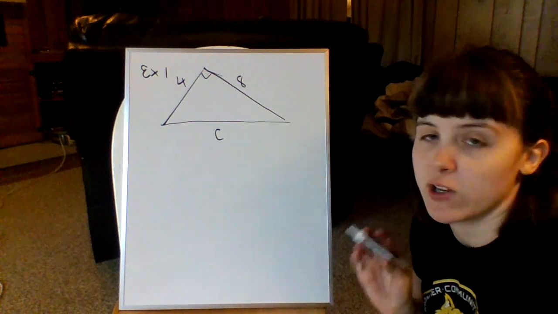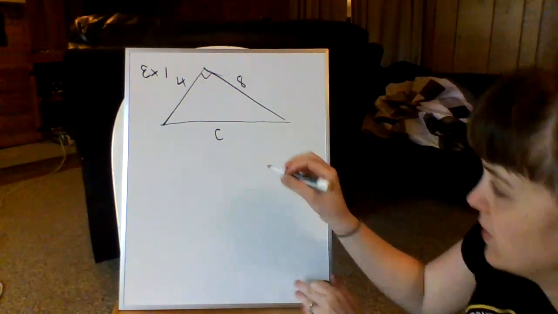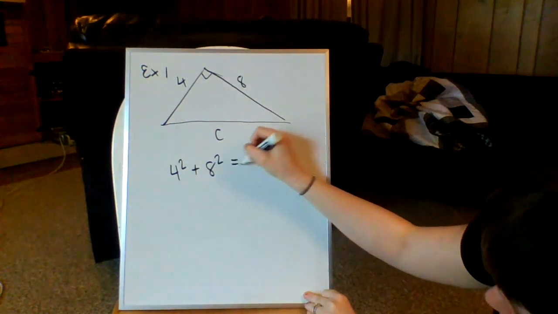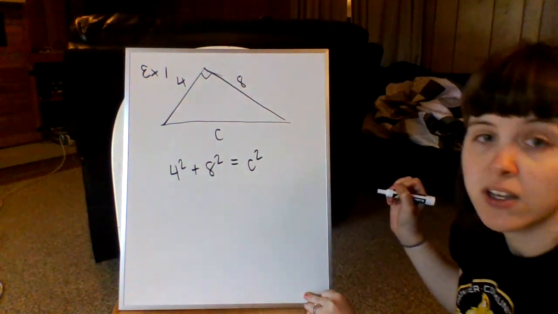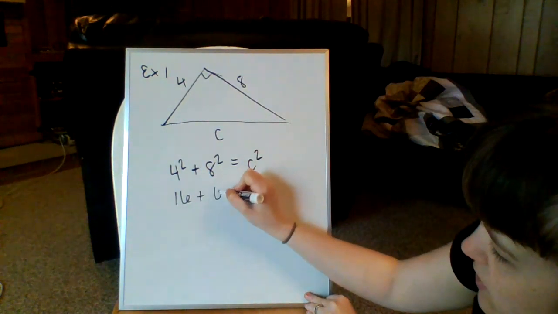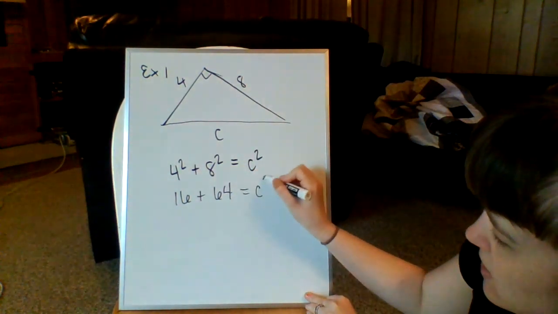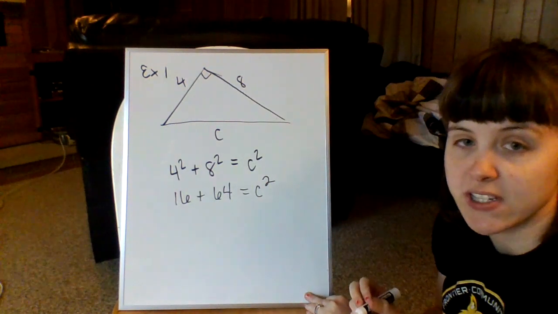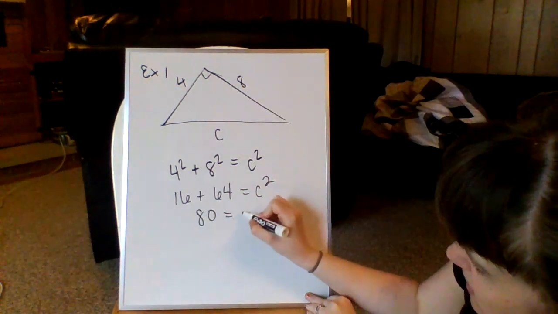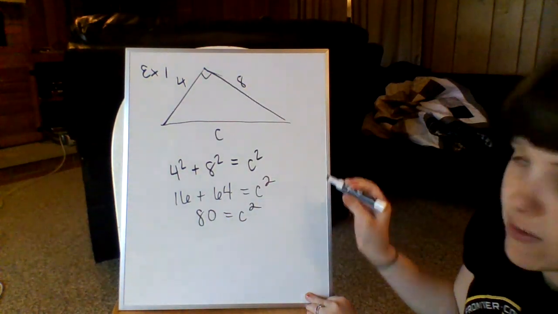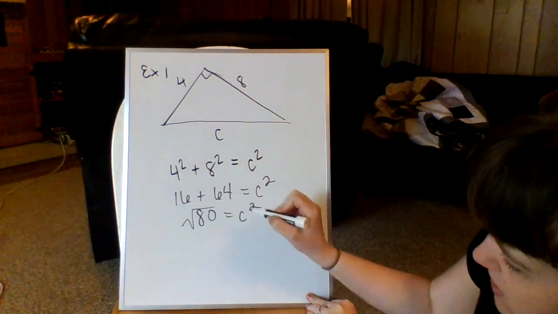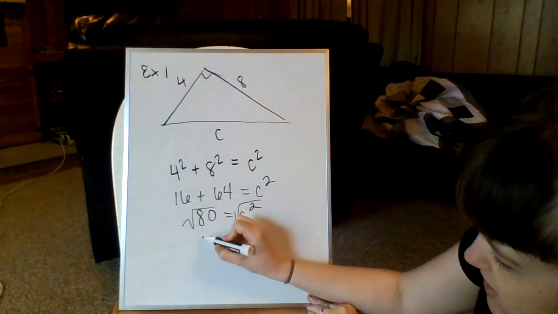Alright, so we're trying to find the longest side of the right triangle. So we're going to have 4 squared plus 8 squared equals c squared. So 4 squared is 16, 8 squared is 64. So now we have to do 16 plus 64, which is 80. And then we're going to take the square root of 80 to find c. So we're taking the square root of both sides here.